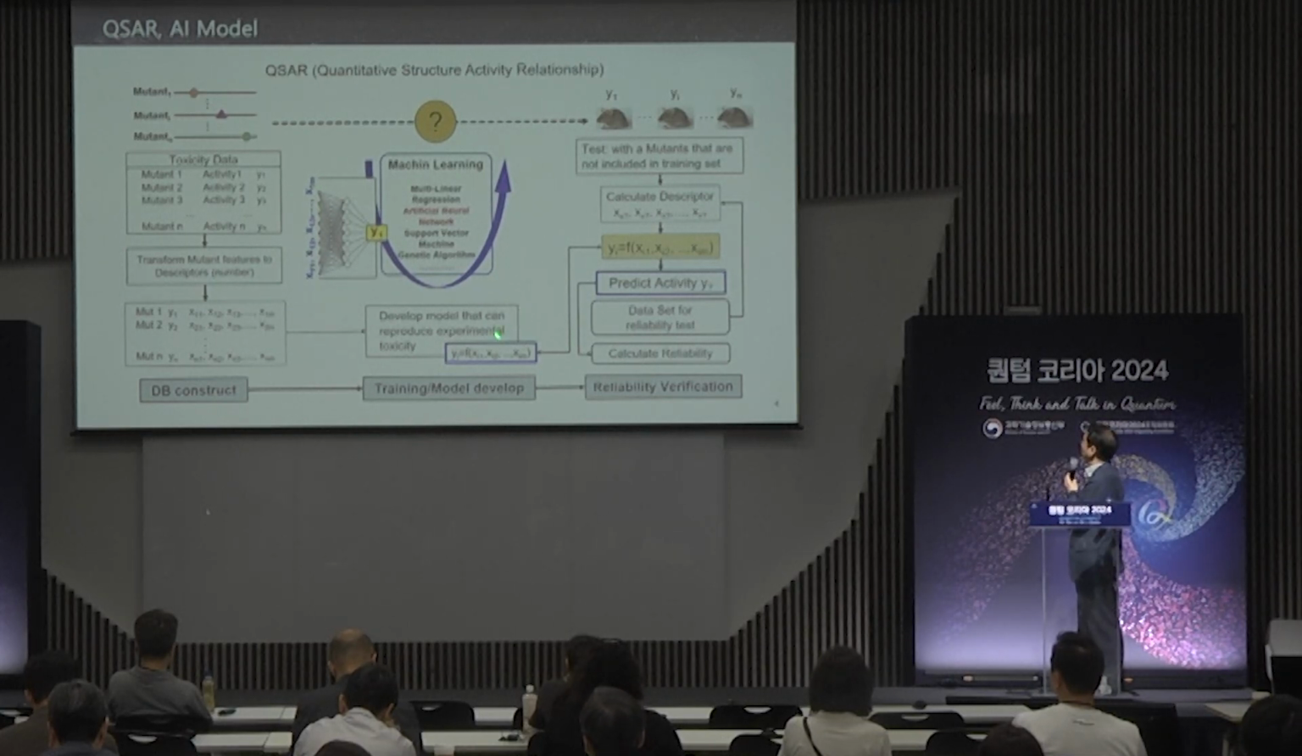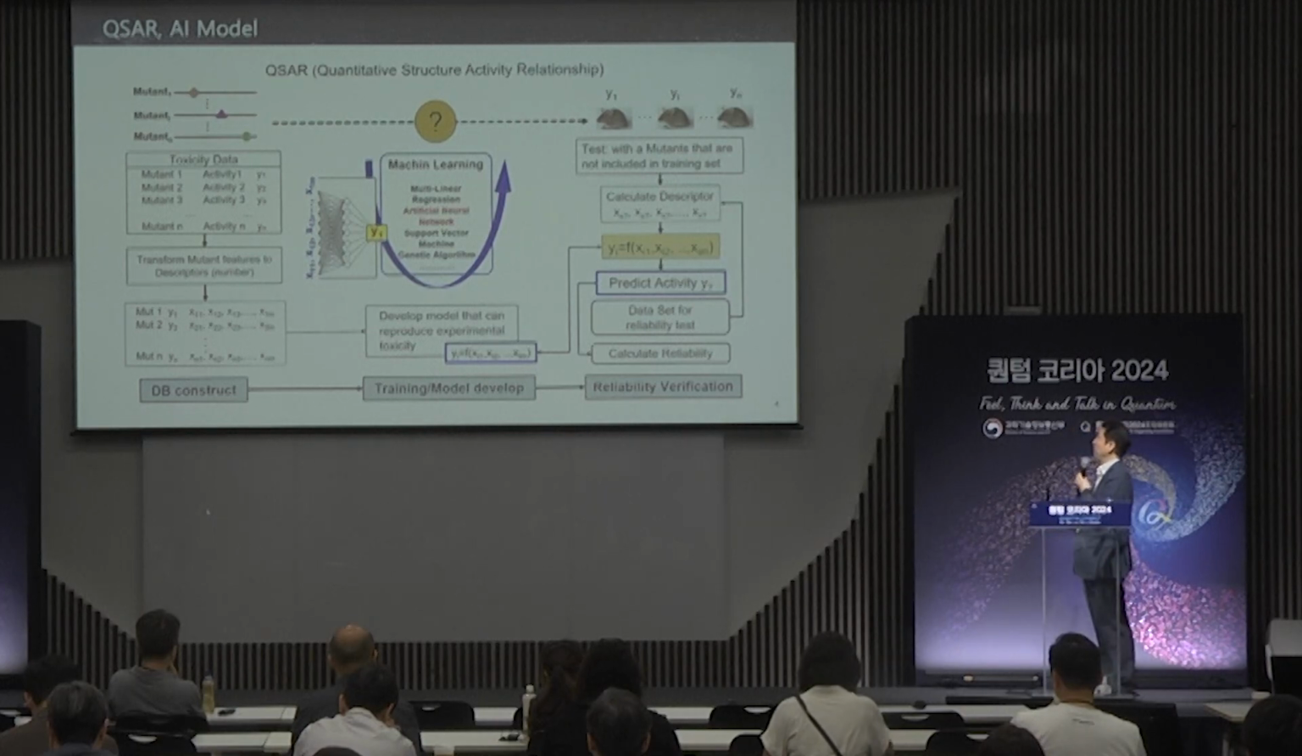Once we get the model, we can check this model with experimental data which is not included in the training. So we can check the model. This is a typical AI model.